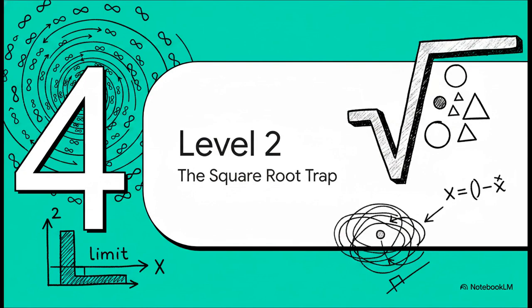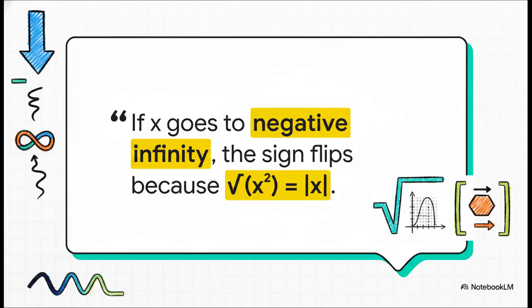Let's level up. Section 4, Level 2, the square root trap. This is an algebraic pitfall that catches even the best students. The absolute most critical rule to remember here is that the square root of x squared is the absolute value of x, meaning you absolutely must flip the sign if you are heading toward negative infinity. If you just blindly pull an x out of a square root and ignore the fact that you're traveling into the negative quadrant of the graph, your entire calculation is going to be totally upside down.